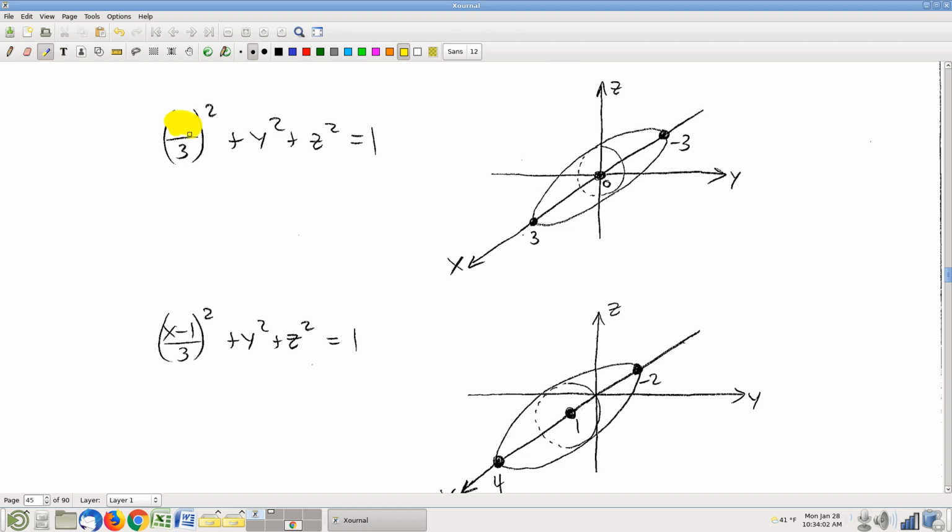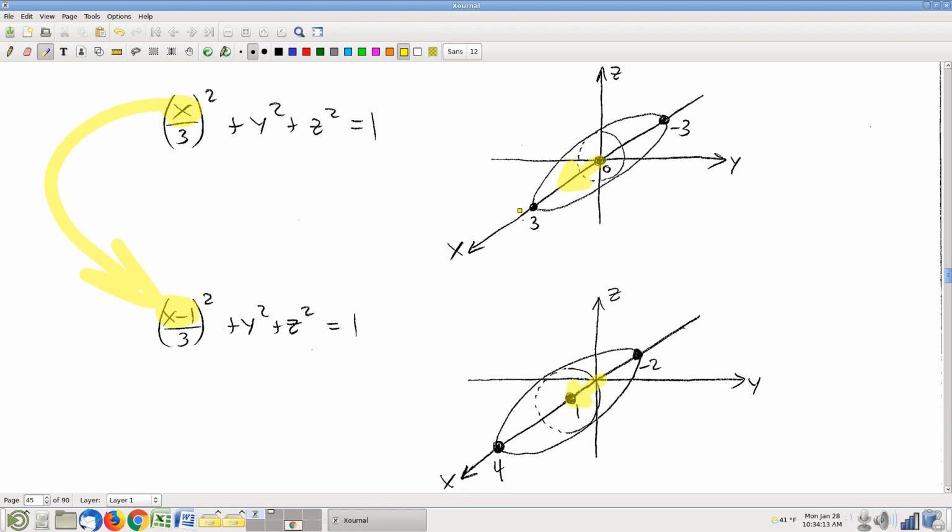Here you go. x replaced with x minus 1, and everything shifts over by 1. So what had been a 3 vertex is now a 4, and what had been a -3 is now a -2.